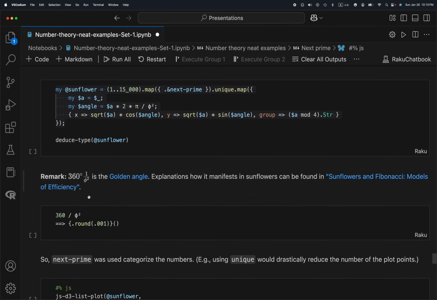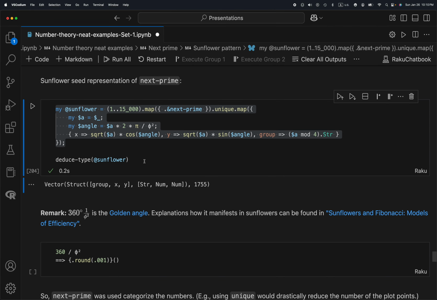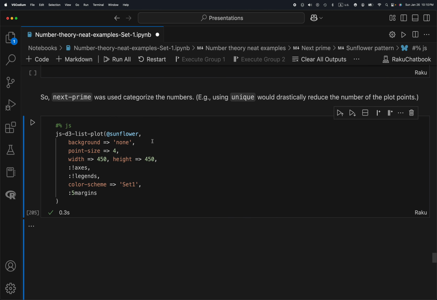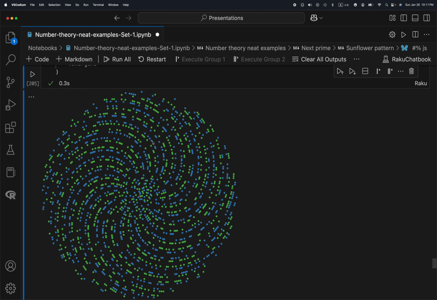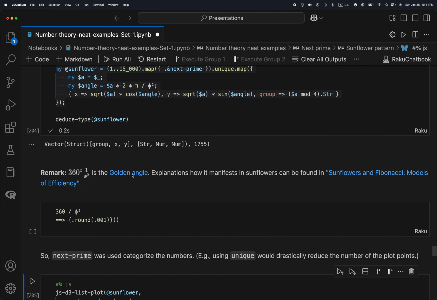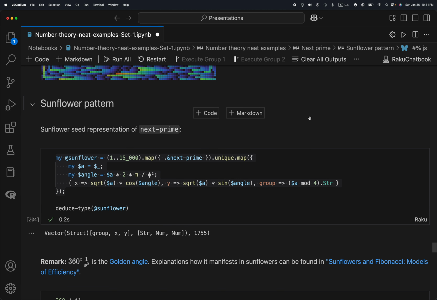So we can also do the sunflower pattern spiral. I'm going to explain what's going on here. Let me actually show the sunflower pattern. We saw it in the beginning. So yeah, basically it looks like this. And in this particular case, I have grouped the points with mod 4 because of what I was saying about Gaussian integers earlier.